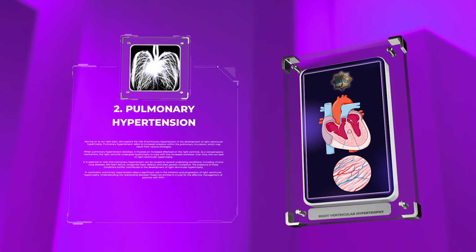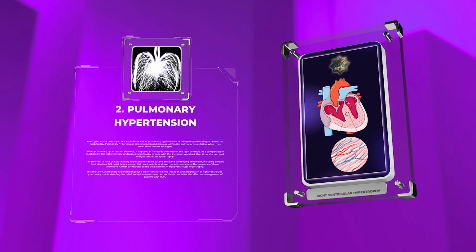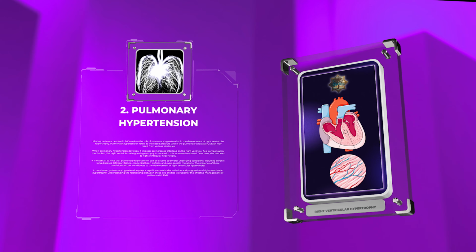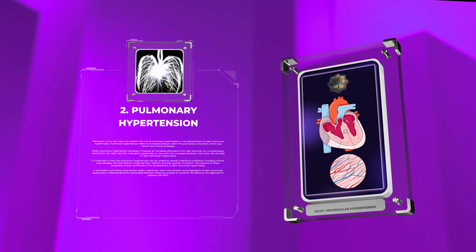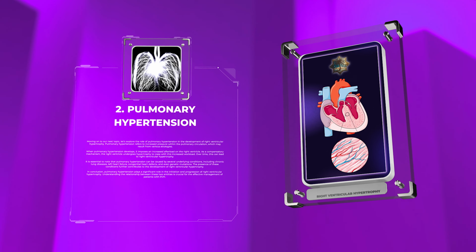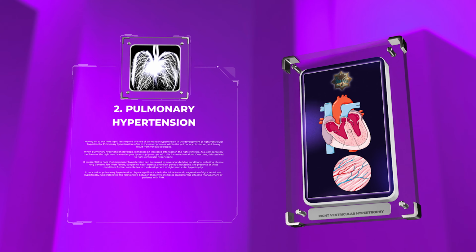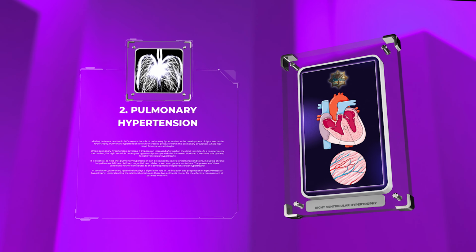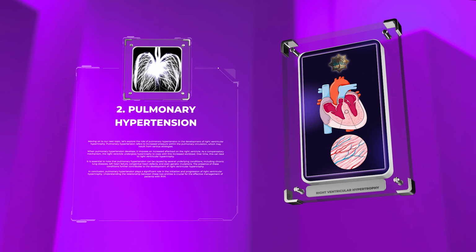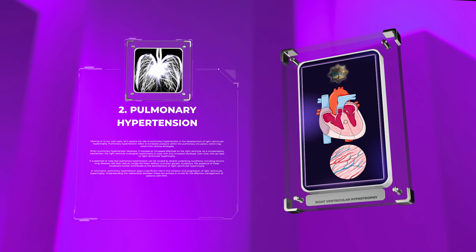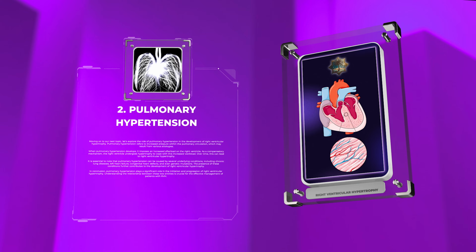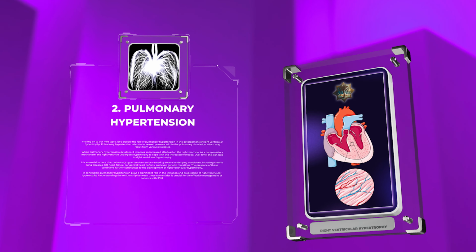It is essential to note that pulmonary hypertension can be caused by several underlying conditions, including chronic lung diseases, left heart failure, congenital heart defects, and even genetic mutations. The presence of these conditions further contributes to the development of right ventricular hypertrophy. In conclusion, pulmonary hypertension plays a significant role in the initiation and progression of right ventricular hypertrophy. Understanding the relationship between these two entities is crucial for the effective management of patients with RVH.